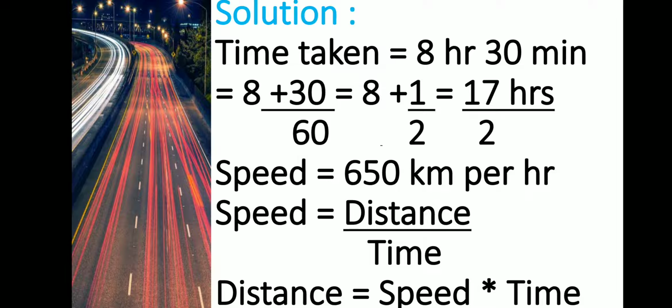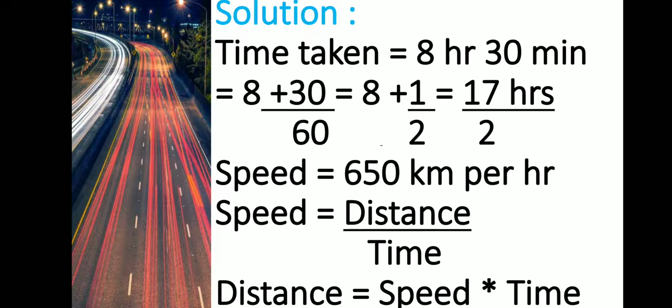Time taken 8 hours 30 minutes. Now this 30 minutes is converted into hours. So 8 plus 30 divided by 60. Why 30 divided by 60? Because 30 minutes is being converted into hours. So 0 0 gets cancelled. 3 2s are 6. So 8 plus 1 by 2. So 2 8s are 16 plus 1, 17 by 2 hours.